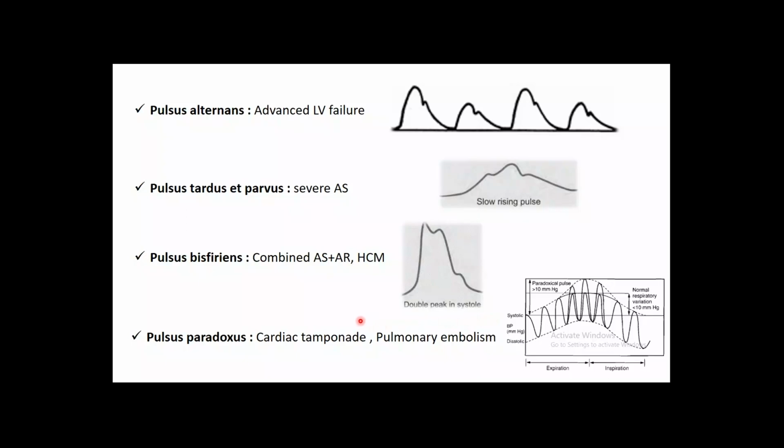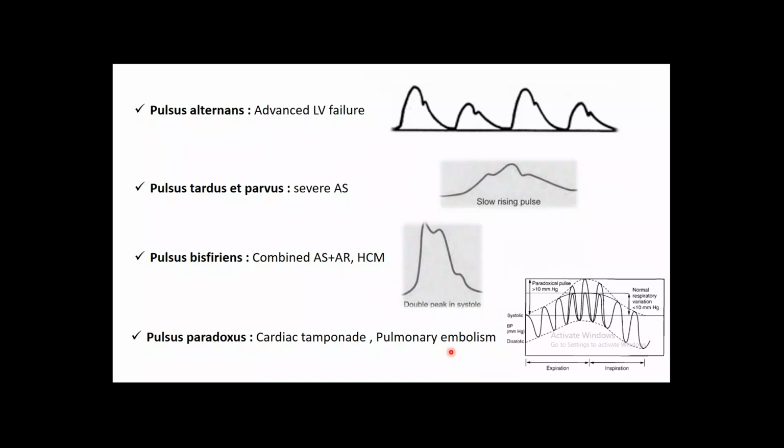and might be seen in patients where the filling of the heart is impaired due to compression from outside, like in a cardiac tamponade patient, or due to mechanical obstruction in the pulmonary circulation, like in a patient with pulmonary embolism. This actually might be hard to pick during just pulse palpation while the patient is taking inspiration.